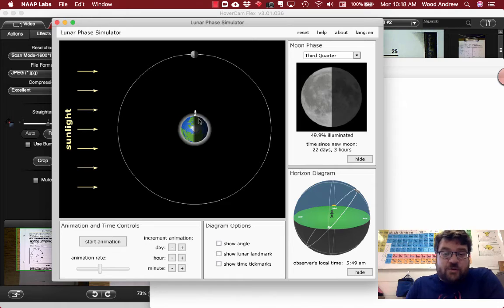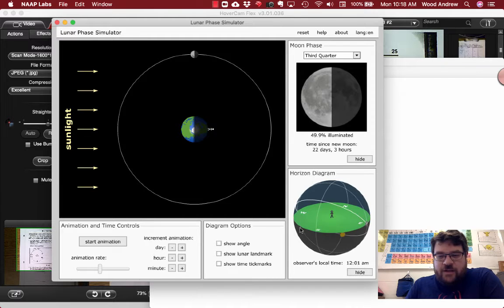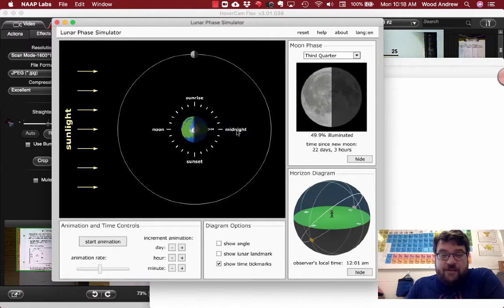Time is based on the observer's location. So right now, our observer is right about at sunset. The moon is at its highest point in the sky. The moon would have been visible since around midnight. Watch the horizon diagram. As I move my guy backwards, there we go. The moon is just visible on the eastern horizon. That makes it moonrise, and that makes our time, boom, midnight, right?